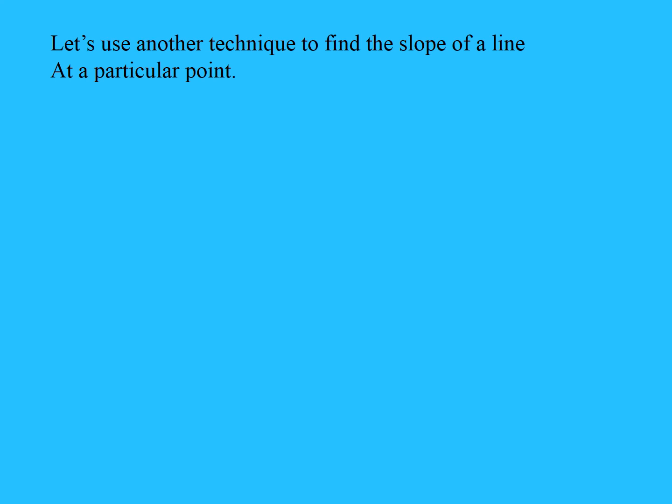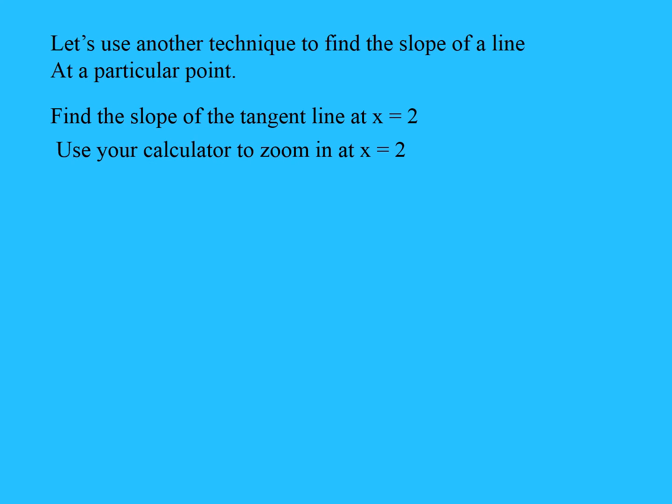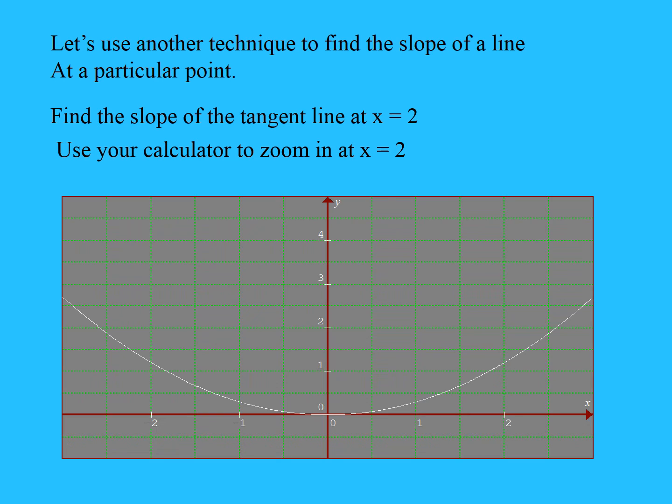All right, let's use another technique to find the slope of a line at a particular point. Now we're going to use our calculator this time. So we're going to find the slope of the tangent line for this function at x equals 2. Now it appears that this function is y equals 4/3 x squared.